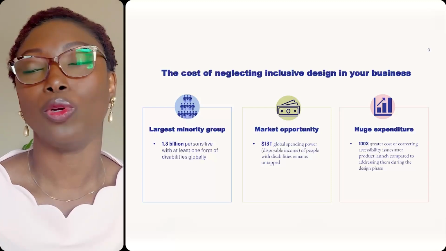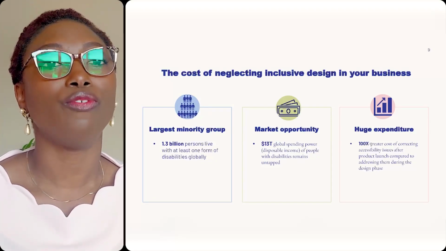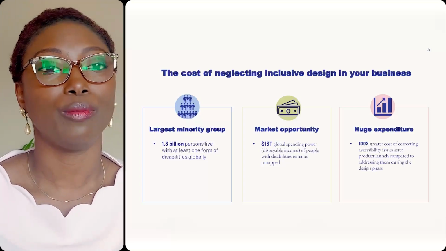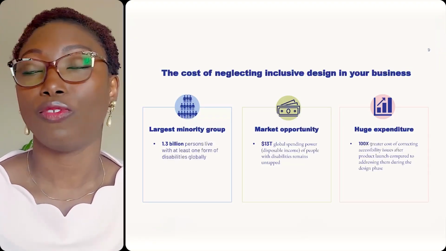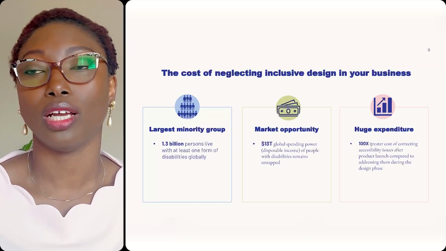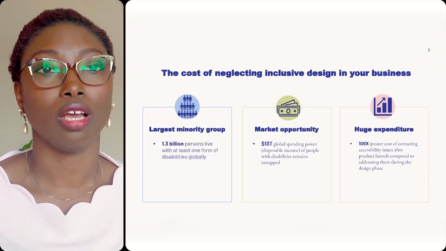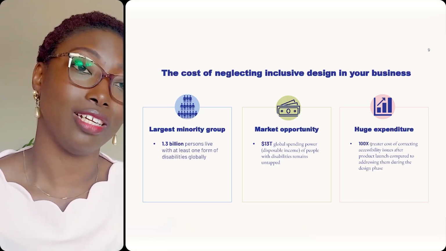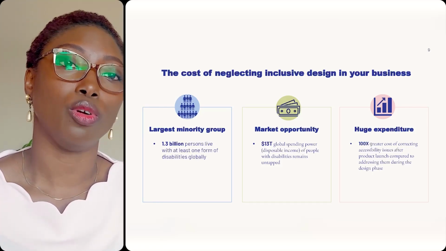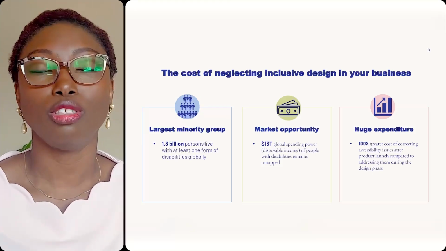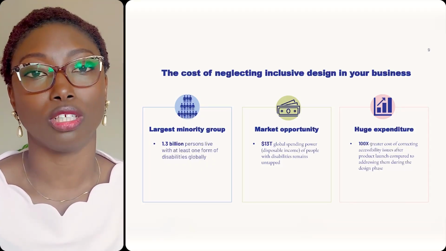And so when you do not consider them, you're missing out on this huge market as a business owner. And the third thing is that the cost of fixing accessibility barriers is huge after the product has been released. In fact, research has shown that it could cost up to 100 times what you would have invested at the beginning to fix the accessibility issue after the product has been released. So there's a huge cost associated with neglecting inclusive design and building products that are accessible.